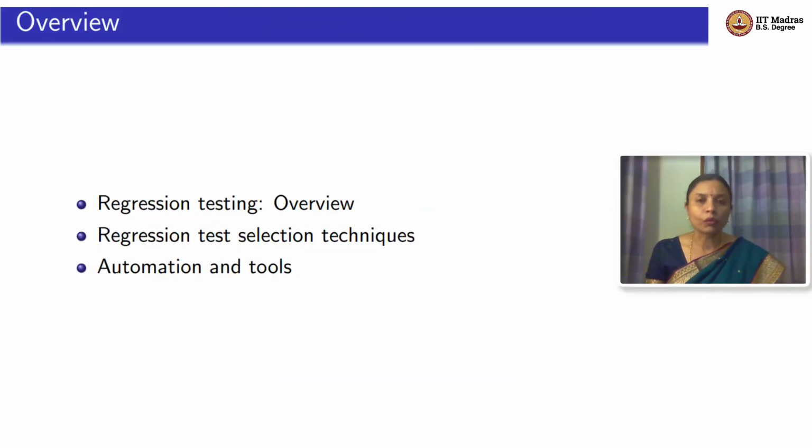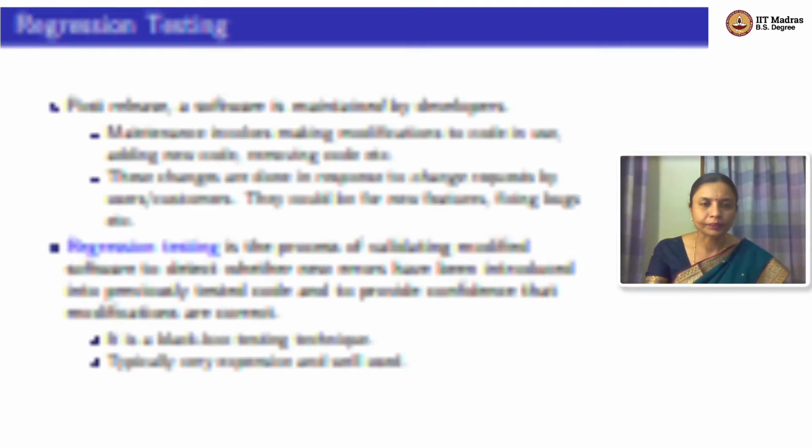Here is an overview of what we are going to do in this module on regression testing. We begin with an introduction to what it is, highlight some important concepts, and then a lot of work in regression testing deals with test selection. That is, selection of which test cases to rerun. So we will see an overview of the test selection techniques. And I'll end by giving you information about some tools that are popularly used for regression testing.